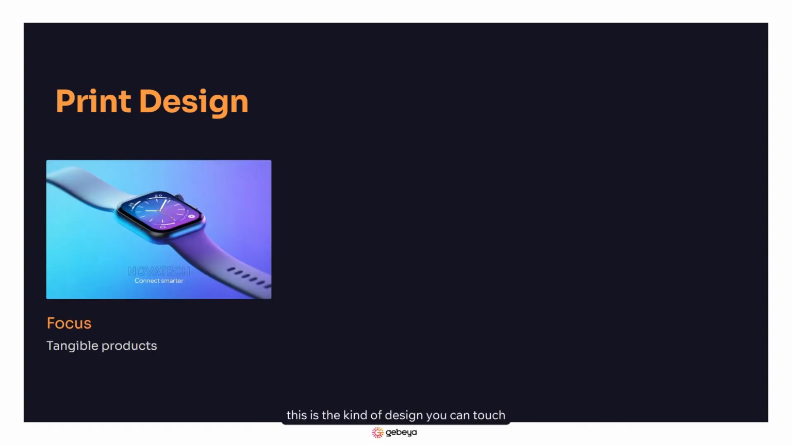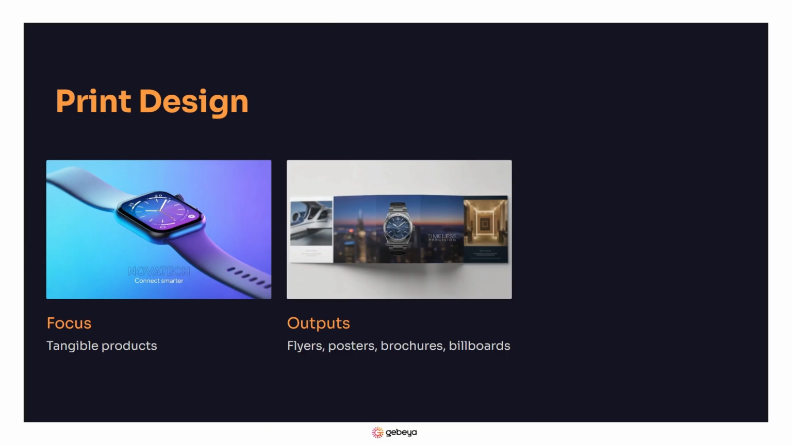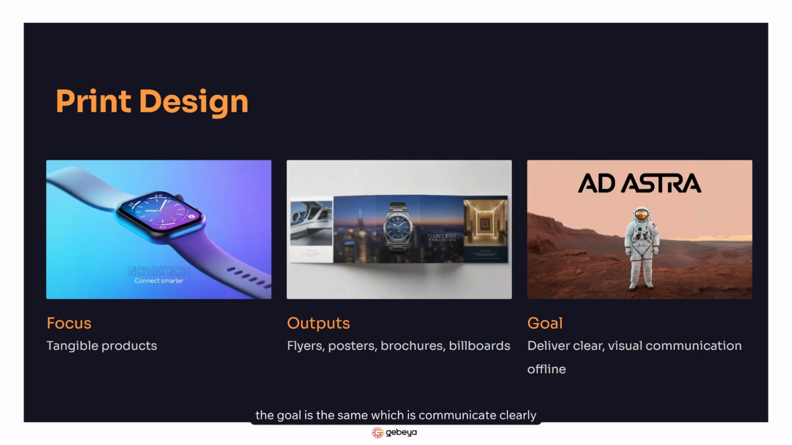Now let's move from screens to the real world. Print design. This is the kind of design you can touch, hold, and pin to your wall. It's physical and permanent. Outputs here include flyers and brochures, posters, billboards, menus, and packaging inserts. The goal is the same, which is to communicate clearly. But now it's about layout, paper size, and how things physically look in space. A strong print designer understands margins, bleed, resolution, and how to balance a page so it feels natural to read.